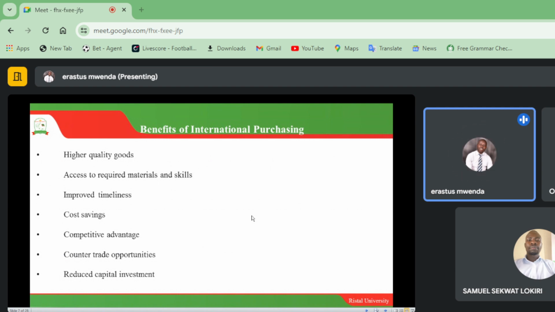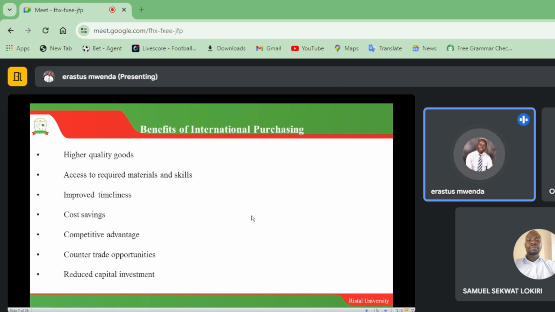As another benefit, we are also likely to be able to make cost savings. Like I said about my friend, whatever goods they are buying within the country, they realize they can get them from a different place at a 50% discount compared to what they buy from their local market. So there is the element of cost saving also when you are purchasing internationally. There is what we call competitive advantage.